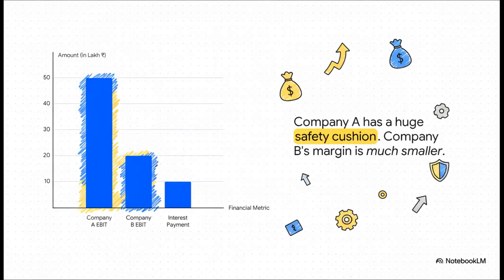And this chart just makes it so obvious, doesn't it? I mean, look at that massive gap between Company A's earnings and its interest payment. That is a huge safety cushion. Now look over at Company B. Whoa, that gap is much, much smaller. You can almost feel the risk just by looking at it.